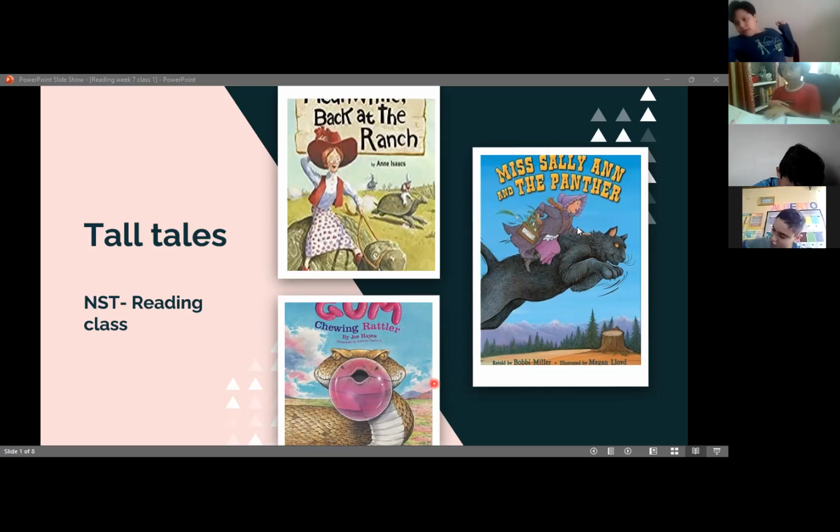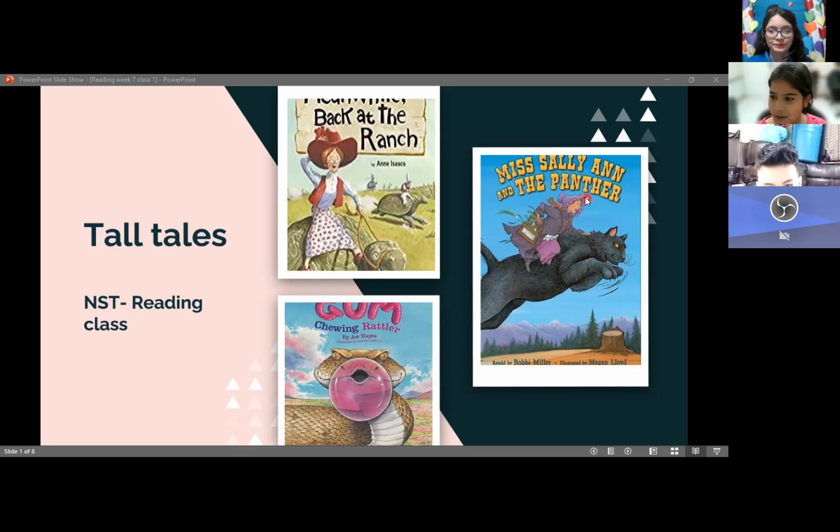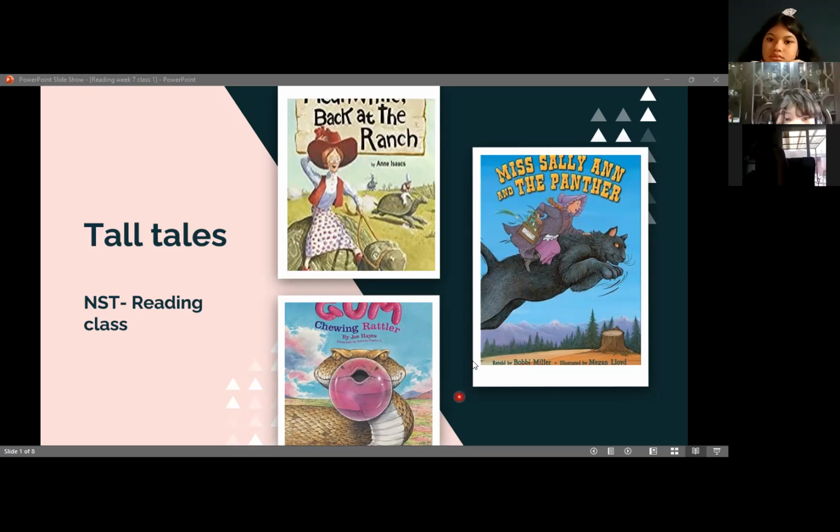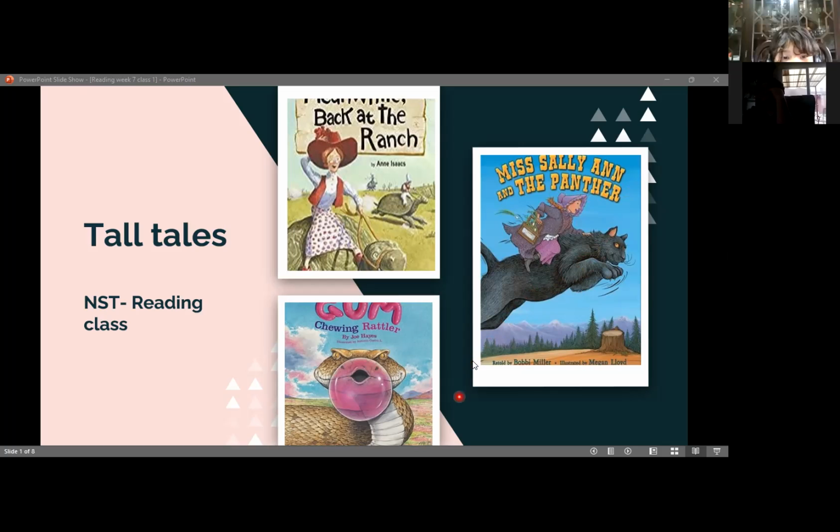What about this one, class? Picture number 3. Yes, a humanoid like the cat. It's a panther. Yes, it's a panther. So we are not going to be riding a panther. Just by seeing this picture, we identify that it's an exaggeration. It's not true. It's impossible. So it's an example of a tall tale. Miss Sally cannot be on this animal.